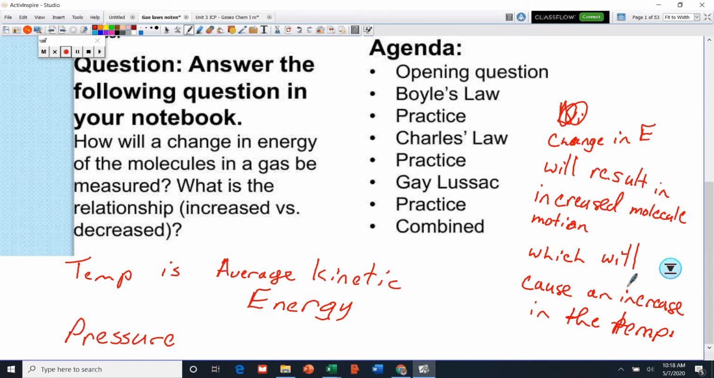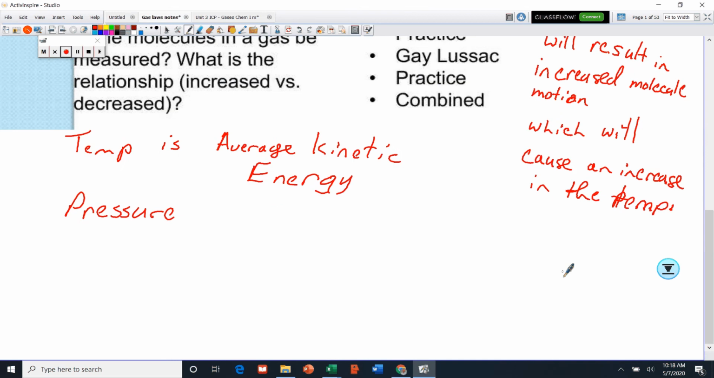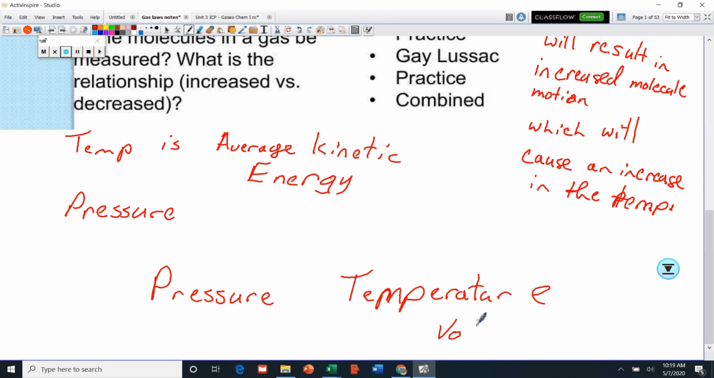So what I wanted to do with this question, and hopefully you tried it or at least thought about it, is introduce that there are three main variables that we're going to deal with with gases, and that's pressure, temperature, and volume. All right. So all three of those are going to be impacted.